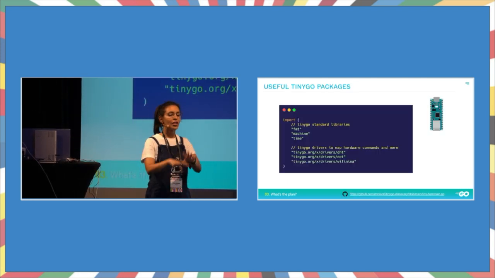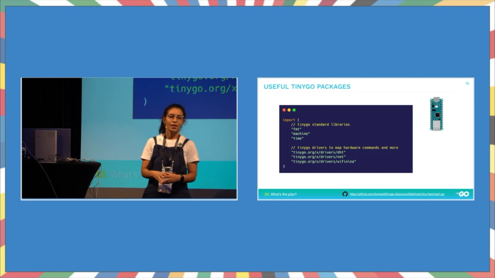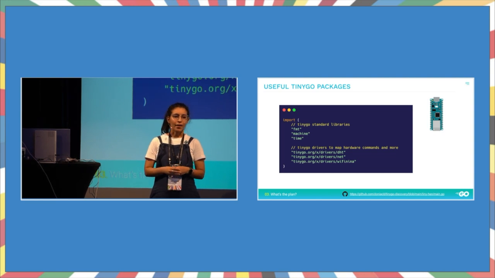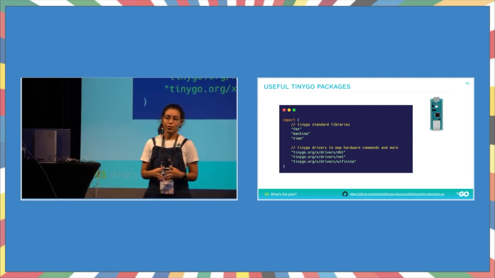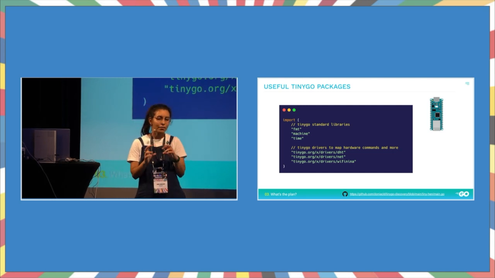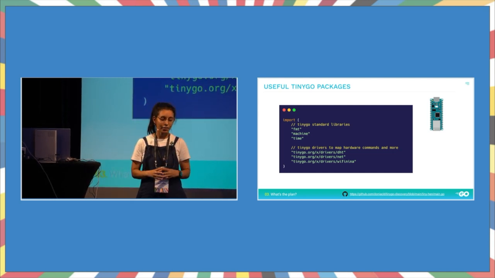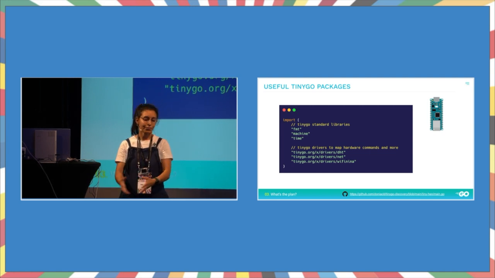OK, so we've seen the hardware part now. Let's see the software. I'm running a program on my Arduino. For that, I need some packages from TinyGo. The standard libraries from TinyGo are kind of the same as Go, but slightly different, like fmt and time. And machine is a specific package that lets Go know how to talk to the board.